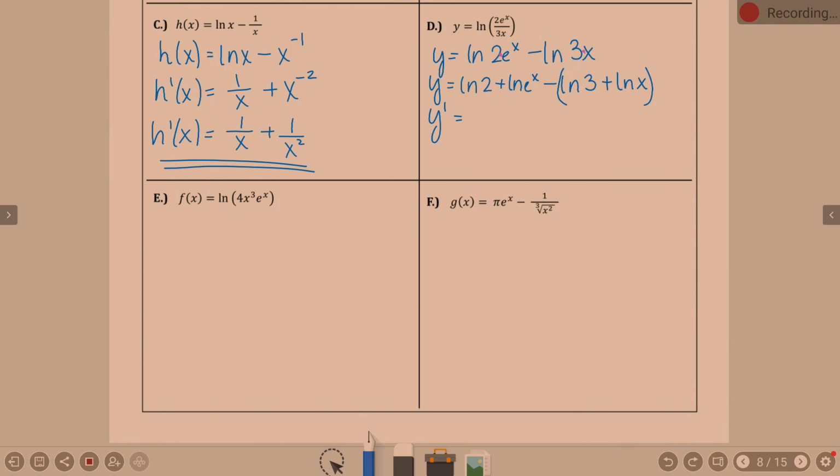Plus natural log of e to the x. Oh, I forgot to move my x out front, didn't I? But we already did that earlier. It was going to be 1, see above on that one, minus natural log of 3 is going to be 0. Derivative of natural log of x, that's going to be 1 over x. So you end up here with 1 minus 1 over x.